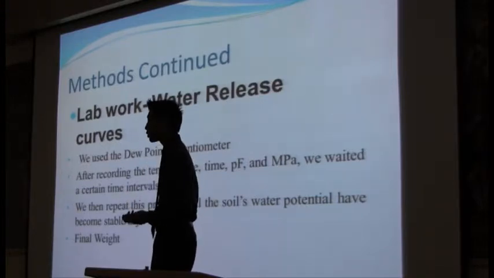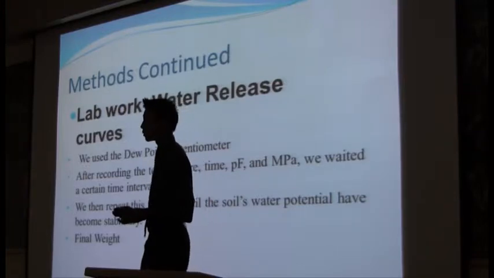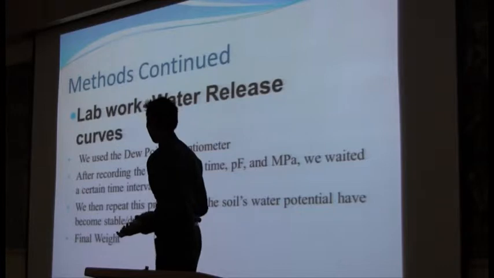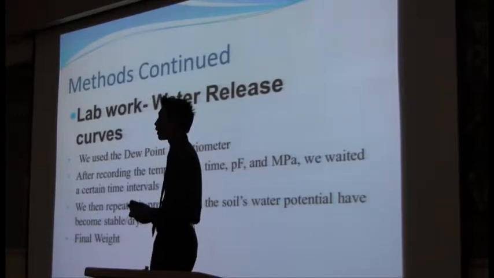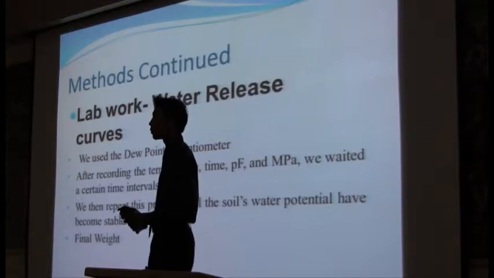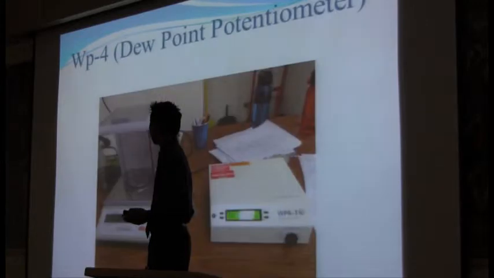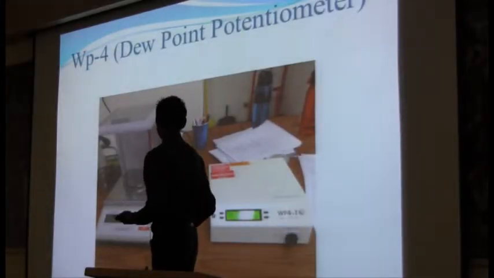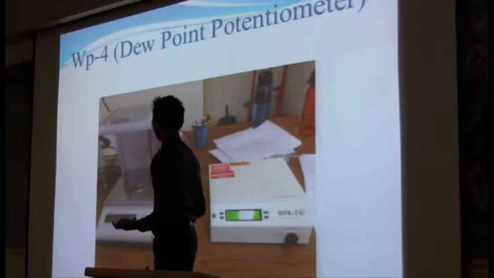After recording the temperature, time, pF, and megapascals, we waited a certain time interval, such as 30 to 45 minutes. We then repeat this process until the soil water potential has become stable or dry. Once the soil has become completely dry, we finally take the final weight. Over here we have our trusty dew point potentiometer, and over here is a typical balance scale.